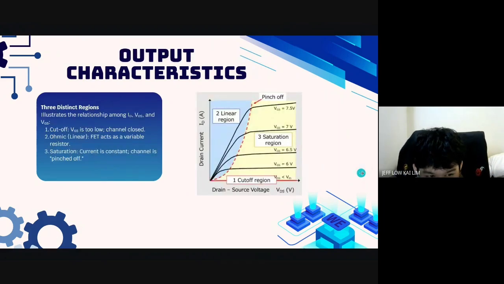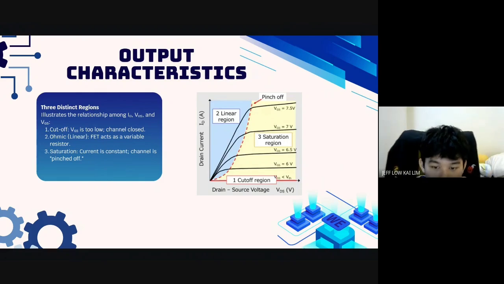Next. The output characteristic curve maps drain current against VDS. It shows beautifully the three regions we discussed earlier: the lower ohmic region on the left, the flat saturation region on the right, where the pinch-off occurs, and the zero-current cutoff region at the very bottom.